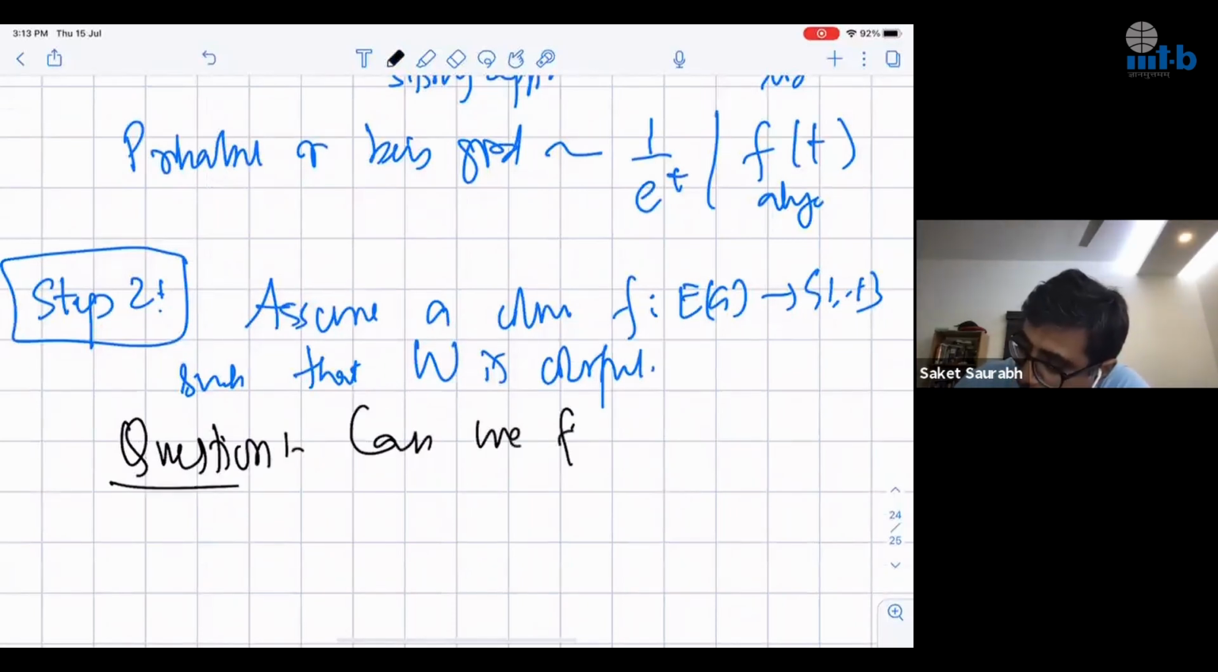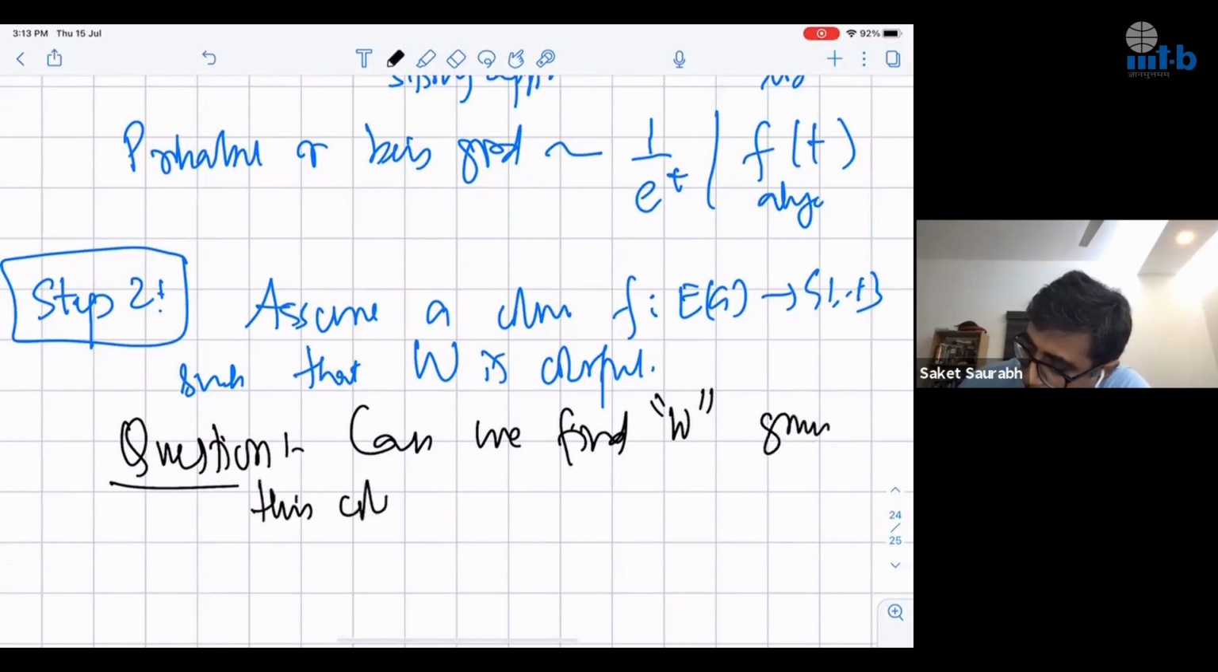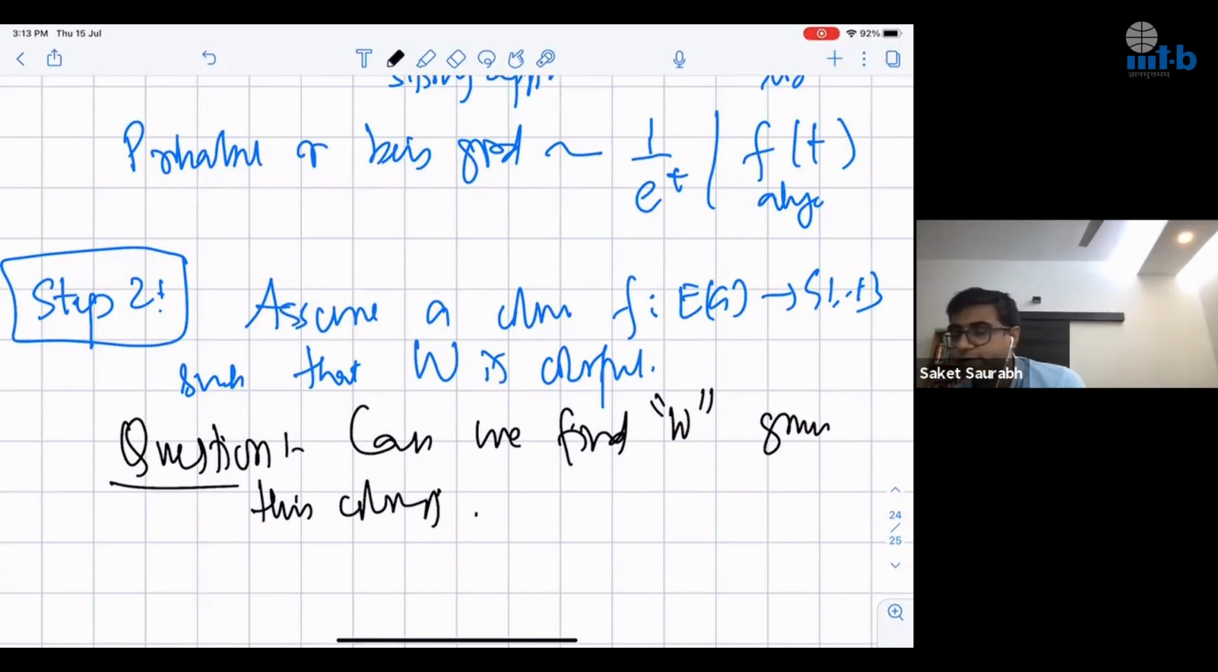Can we find W given this coloring? Right? So there's a good property of this coloring. What is the good property of this coloring? The good property of this coloring is that every edge in W is colored with different colors.